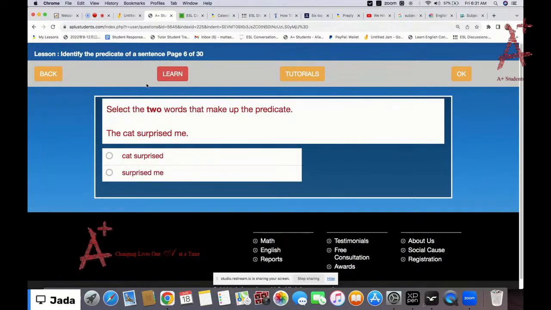All right. Select the two words that make up the predicate. The card surprised me. Okay, the card surprised me. Now, the two words that make up the predicate are surprised me. Surprised me.